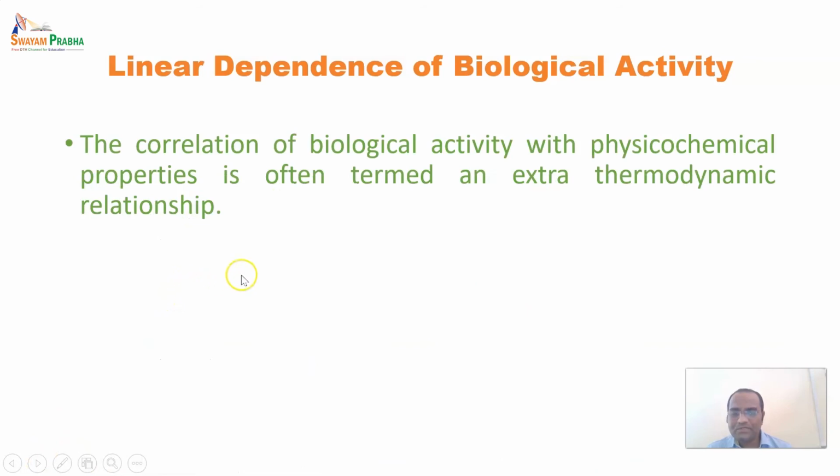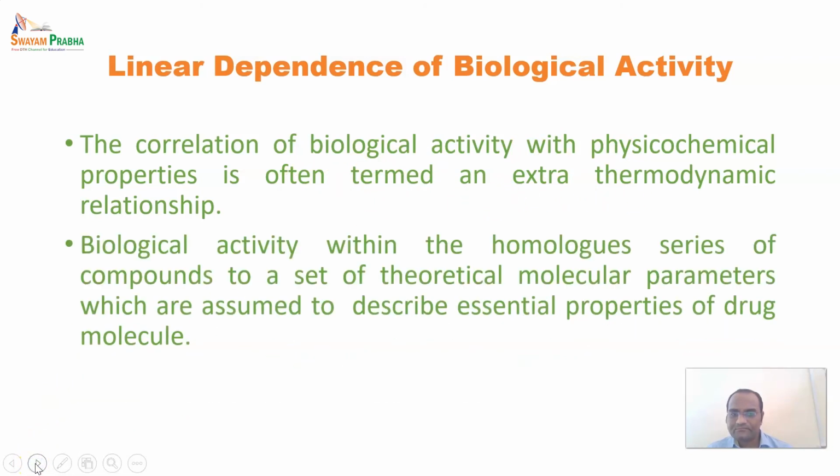Now we'll be coming towards one of the dependence, that is linear dependence of biological activity. The correlation of biological activity with physicochemical properties is often termed as extra thermodynamic relationship. Biological activity within the homologous series of compounds is related to a set of theoretical molecular parameters which are assumed to describe essential properties of the drug molecule. So earlier also we have discussed that based on the three parameters, basically.